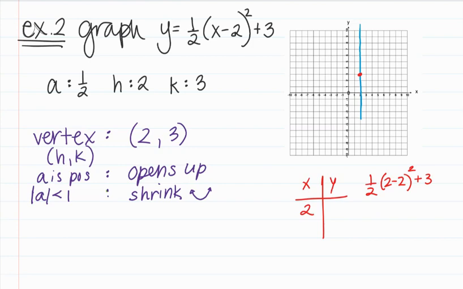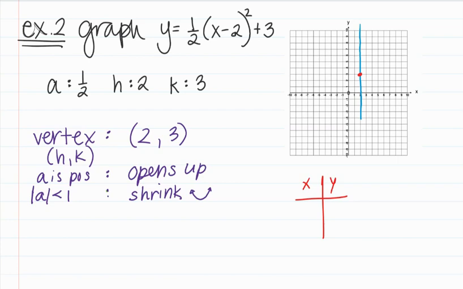2 minus 2 is 0. So y is 3. Oh no, I already did that. That was silly, sorry about that. We already did that one. So I guess we just checked ourselves and realized that we are correct. I'm sorry about that, you guys.